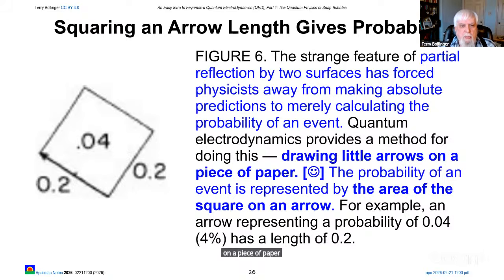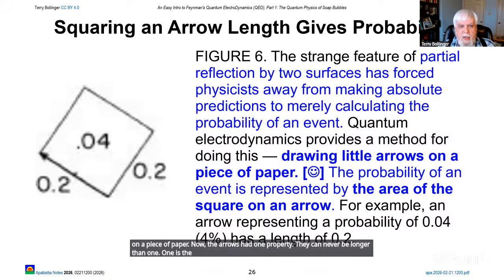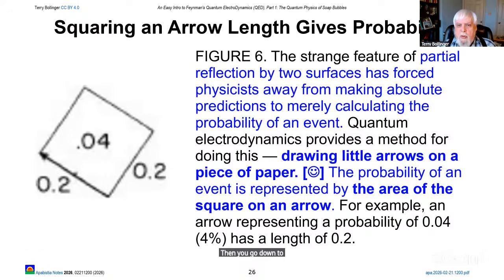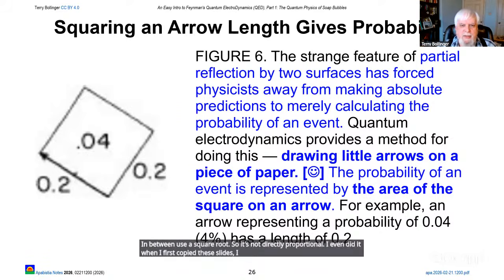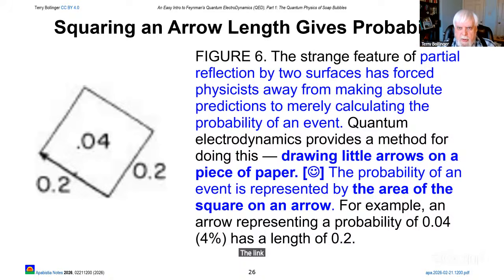Now, the arrows have one property. They can never be longer than 1. 1 is the maximum length of these arrows. 1 represents 100% probability. Then you go down to 0, which represents 0 probability. In between, you use a square root. So it's not directly proportional. I even made that mistake when I first copied these slides. It's so easy to fall in that error. The length of this arrow he draws is not the same thing as a probability. It is the square root of the probability.